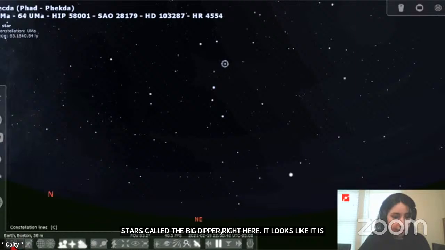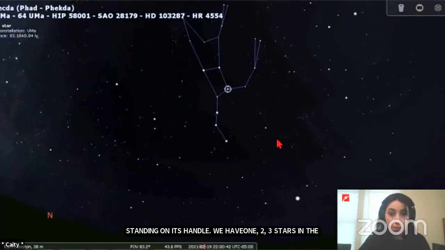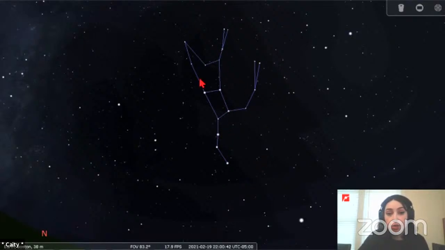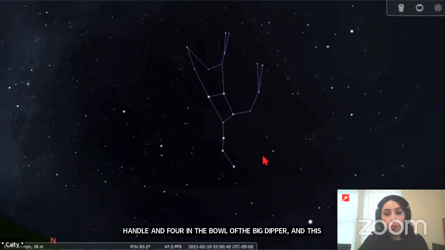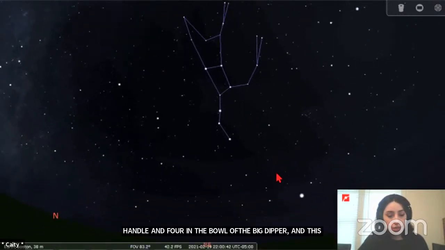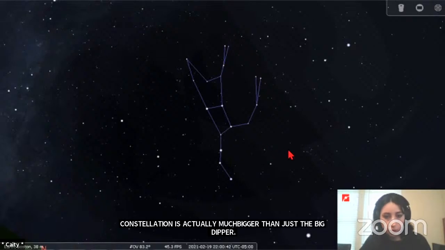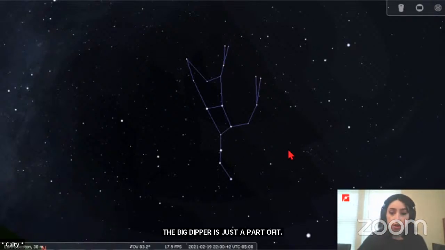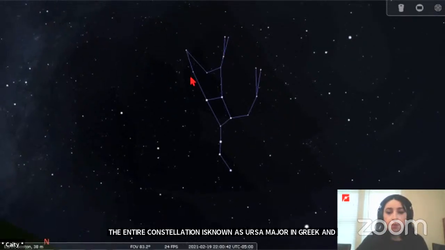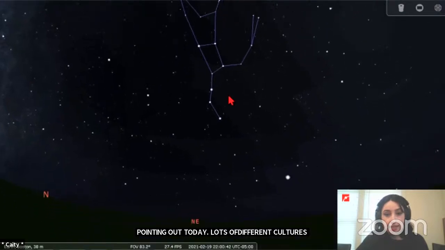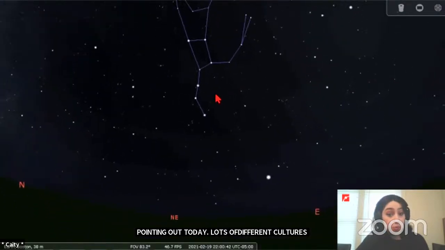And this constellation is actually much bigger than just the Big Dipper. The Big Dipper is just a part of it. The entire constellation is known as Ursa Major in Greek and Roman mythologies, which are the constellations that I will be pointing out today. But lots of different cultures all around the world have different names for different stars and constellations as well.